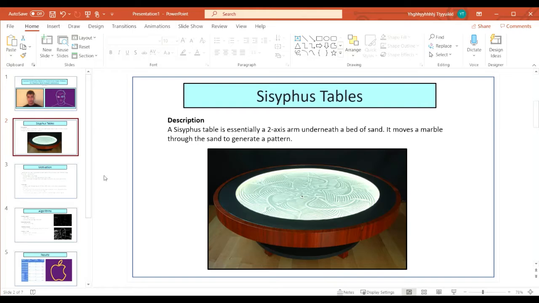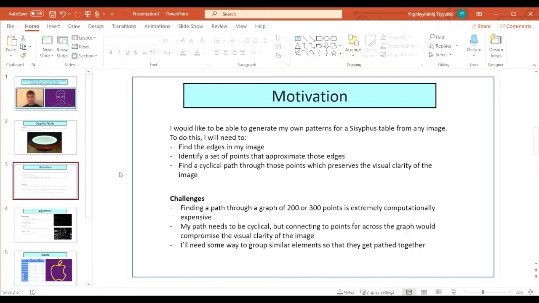idea of what if I can actually make an image to go on this. I would like to be able to generate my own patterns for this out of a face, a flower, any photograph that I can imagine.